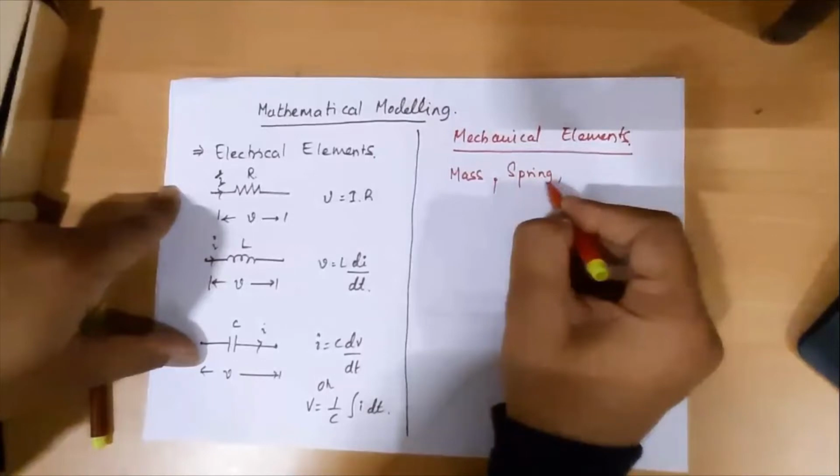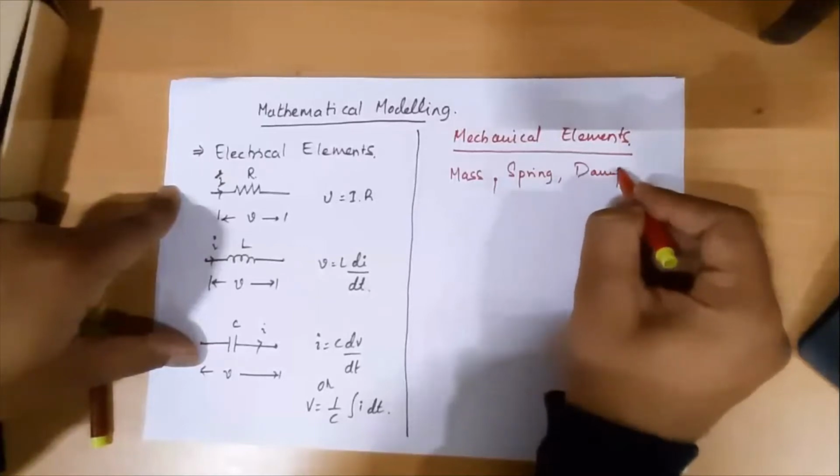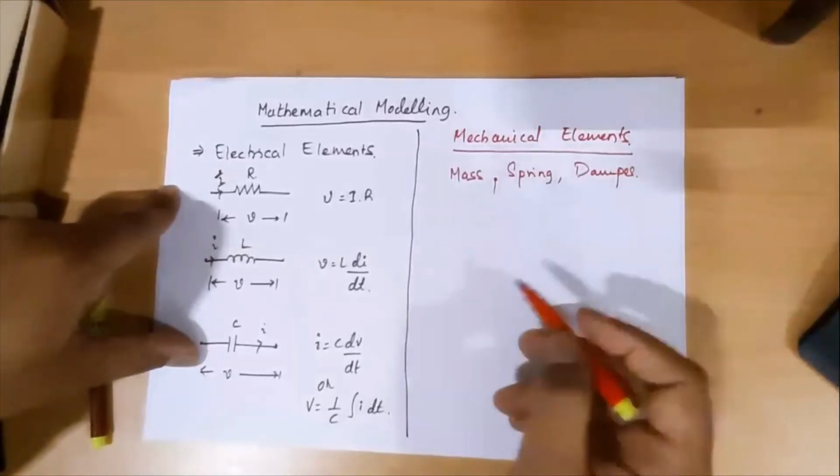So that is another element in any mechanical system. Next, the third one, most commonly known, is friction. Friction that exists in mechanical elements, or damper. We call it in control systems a damper. So just like RLC, we have mass, spring and damper in mechanical systems.